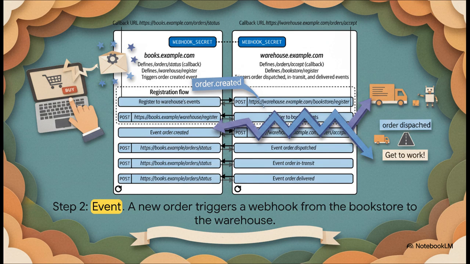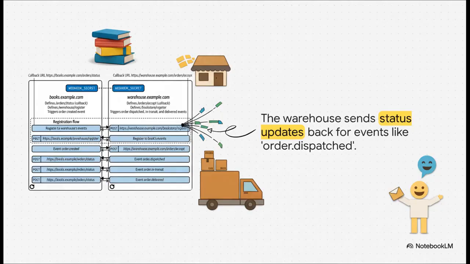Okay, now for the action. A customer clicks buy. The bookstore system immediately logs an order.created event. And instantly, it fires off a webhook to the warehouse's special callback URL. The message is simple: "We've got a new order. Here are all the details. Time to get to work." No delay, no polling.